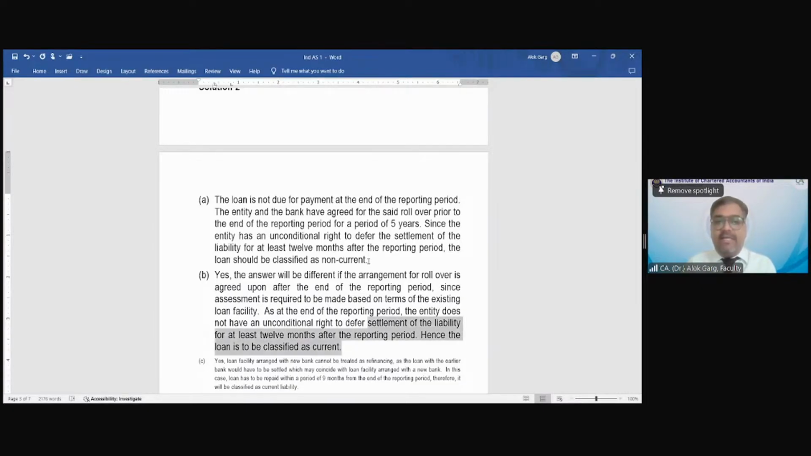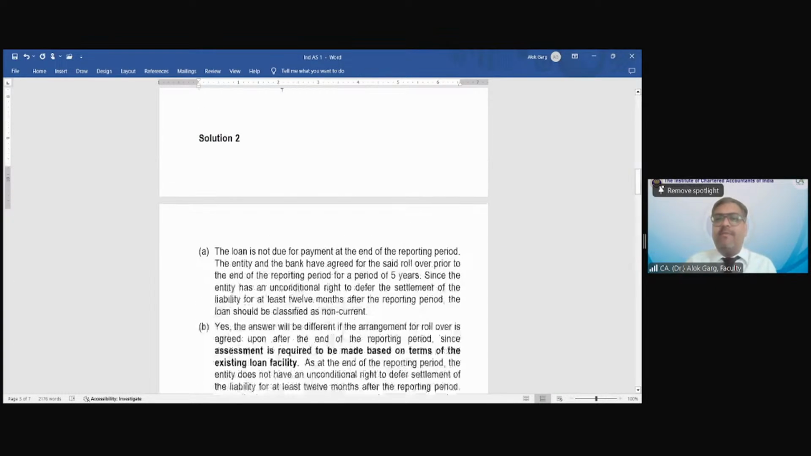B part, yes, the answer will be different if the arrangement for rollover is agreed upon after the end of the reporting period. This part is very important, since assessment is required to be made based on the existing loan facility on the reporting period. As at the end of the reporting period, the entity does not have an unconditional right to defer settlement of the liability at least 12 months after the reporting period. Hence, the loan has to be classified as current.